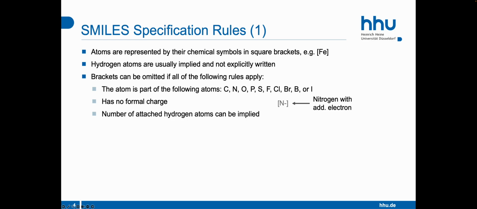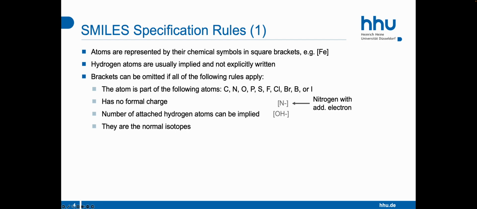The next rule that has to apply is that we can imply the number of hydrogen atoms. An example for where this is not the case is the following SMILES string. Usually, oxygen binds to 2 hydrogen atoms, forming water, where each hydrogen atom forms a single bond with oxygen. However, if oxygen has an additional electron in its outer electron shell and only binds to 1 hydrogen atom to fill its outer electron shell, we need to indicate this in the SMILES string.